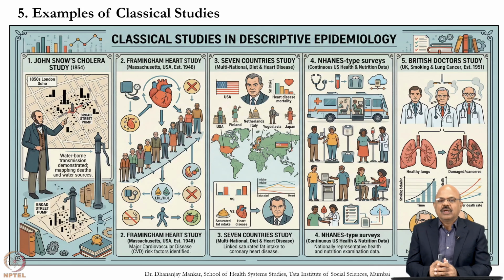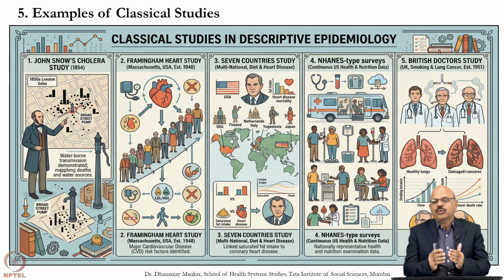Then there are the NHANES-type surveys, which are seen as very continuous US health and nutrition data, which gives a reason why NHANES-type surveys are very important for anyone to study. They provide nationally representative health and nutrition examination data by gender, by age group, by specification of disease, and even for conducting studies on a regular basis.